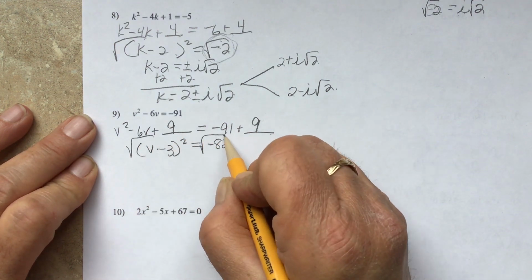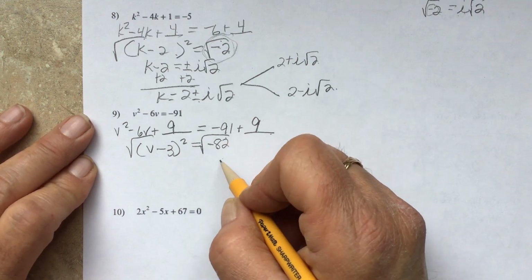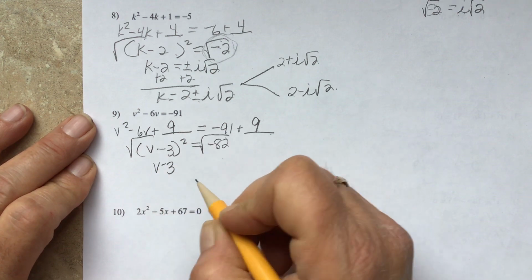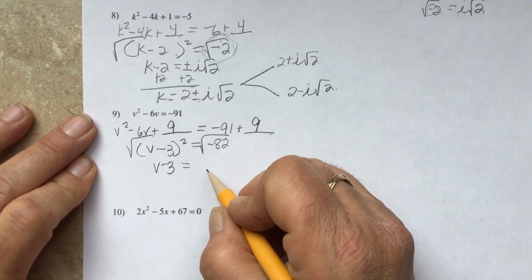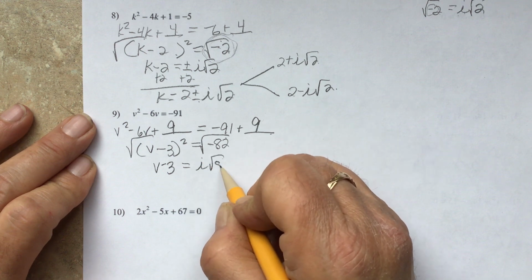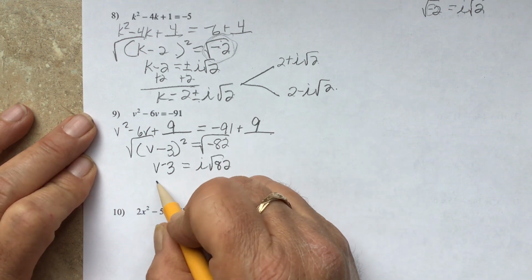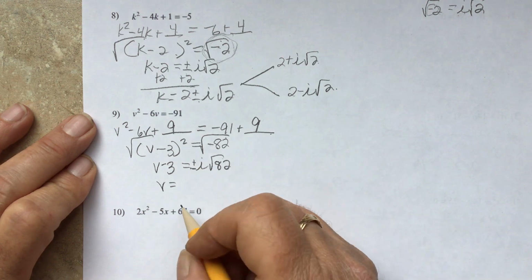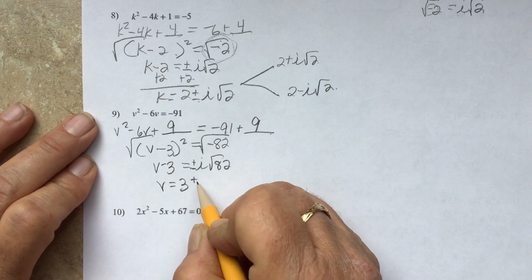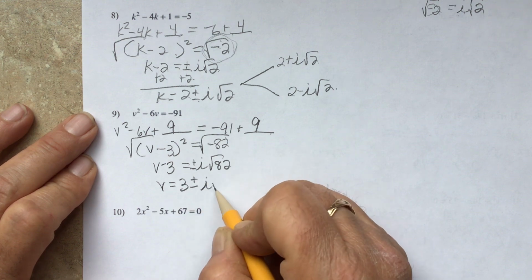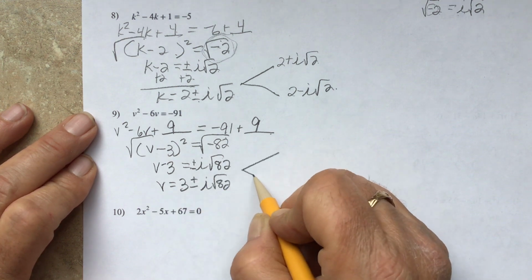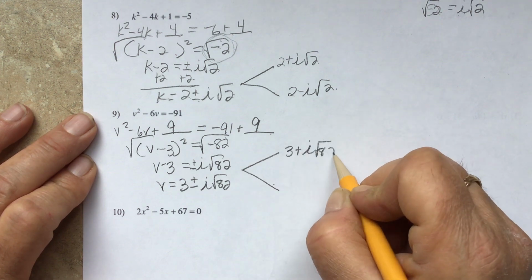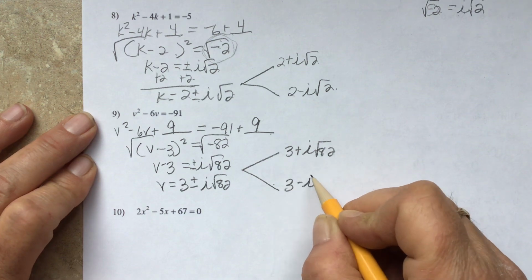Square root on both sides. Okay, everybody sees the negative is in the radical, so we're going to have an i here. All right, so the v − 3 pops out, equals i√82. Add 3 to both sides, so v equals, oops, sorry, I should put that there. v = 3 ± i√82. No perfect squares in 82. So I have 3 + i√82 and 3 − i√82.